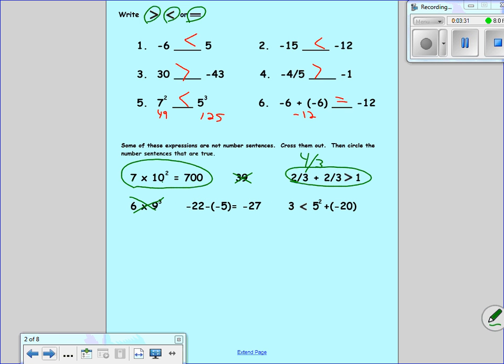Over here is 3 less than. So let's take a look here. We have 25 plus a -20, which would give me a +5. Is 5 greater than 3? It is. So we're going to circle that one. So keep that in mind, kids. Each one of these is going to be worth a point on your assessment. So keep that in mind. All right, let's take a look at these next set of problems.